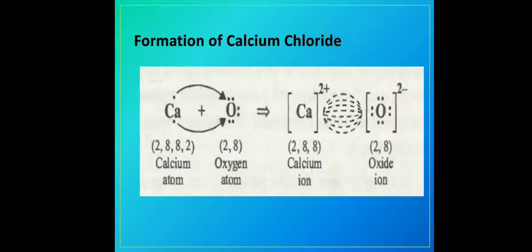So here, how is an electron dot diagram shown? It is just shown with the electrons in the valence shell. So we don't show the entire electronic configuration. The diagram for that is not shown.